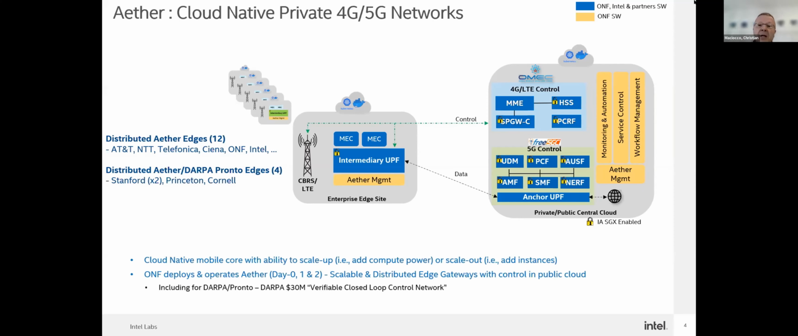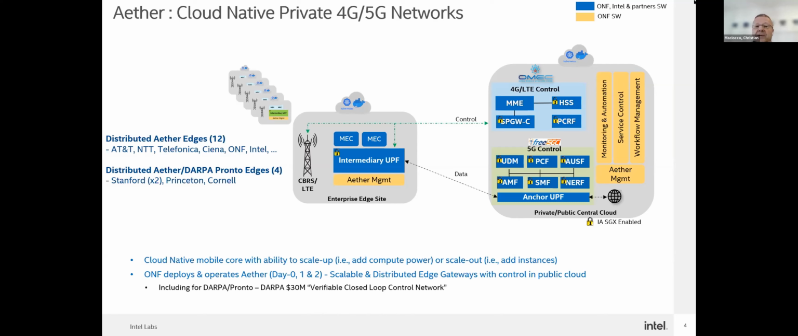So today, Ether is basically this cloud native mobile core, which has the ability to scale. Each component can scale up, meaning based upon your traffic requirement, we add CPU cores, for example, to the UPF. And I'll show it in the next slide. Or we can scale out: we create another instance of the container, and we scale out this way.